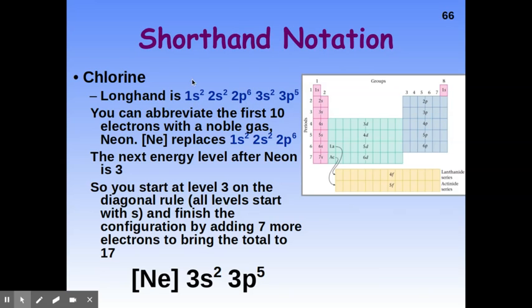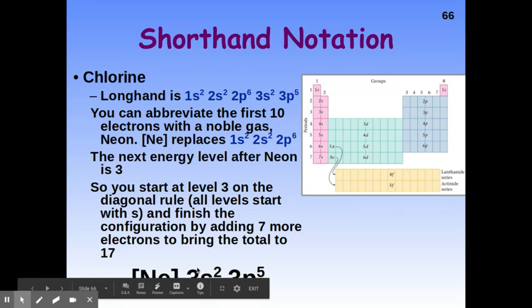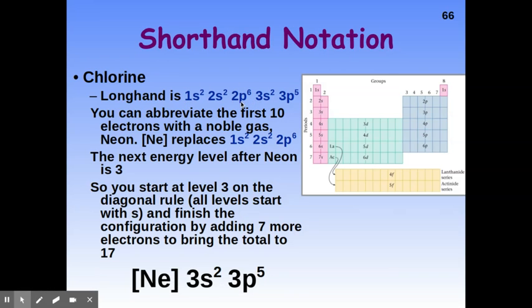So instead of writing all of this, you can just write this. That neon in brackets replaces the electron configuration for up to neon, okay? Because we don't need to know all that. We just really care about this outer stuff. That's what's going to affect where things go.